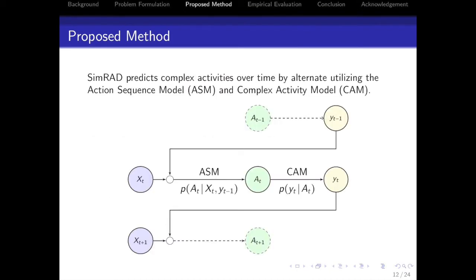Our SIMRAD algorithm predicts complex activities over time by alternately utilizing the action sequence model and the complex activity model. Suppose we are at time t, and we have a previously inferred activity label yt-1. SIMRAD first uses the action sequence model to infer At by estimating the probability of At given xt and yt-1. SIMRAD then uses the complex activity model to infer yt by estimating the probability of yt given At. Next, we will discuss the modeling details of the action sequence model and the complex activity model.